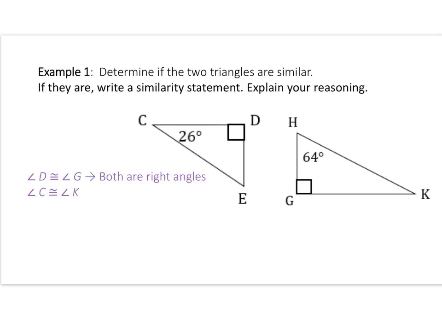We can say that angle C is congruent to angle K because they might correspond. So let's check the value. If we subtract 64 from 90, that will give us 26 degrees. This gives us the second pair of corresponding angles that are congruent. This will be enough to conclude that triangle CDE is similar to triangle KJH by the angle-angle similarity theorem.